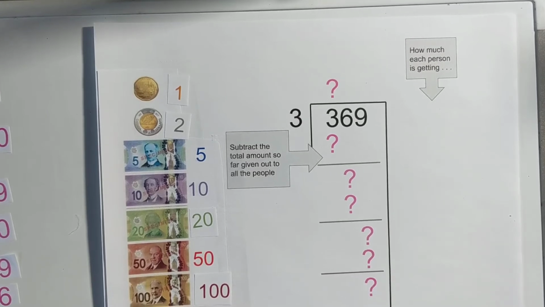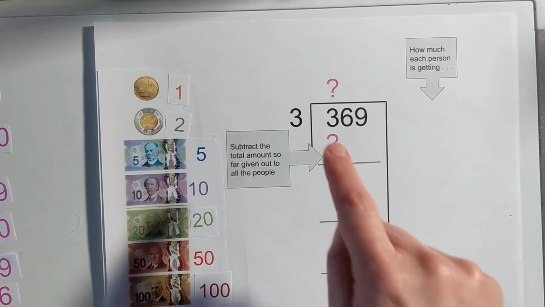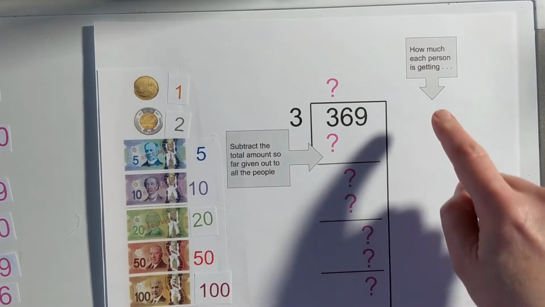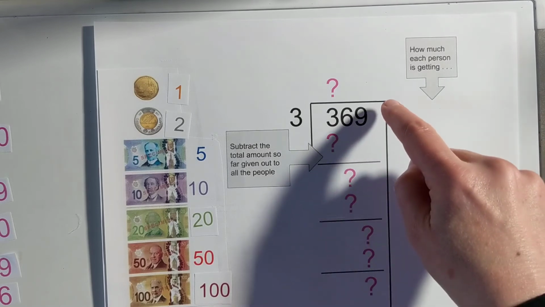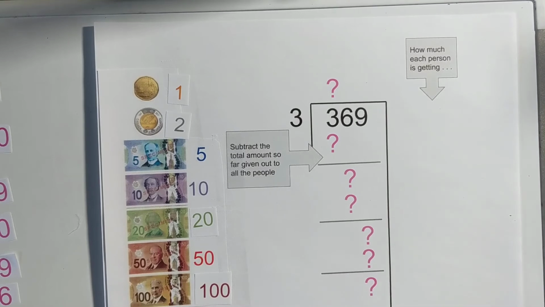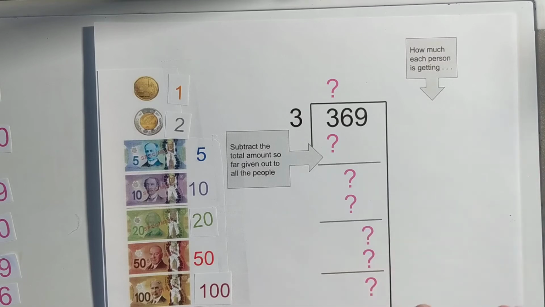So the question here is, if I have $369, how would I divide that among three people? So what you're always going to try and do is pick the largest amount that you can give away. Okay, so here in this column, see if you notice, this looks a little bit different. I have this long tail here. The reason I have that is because we're doing it a little bit different. So what you're going to put here is how much you're giving to each person.